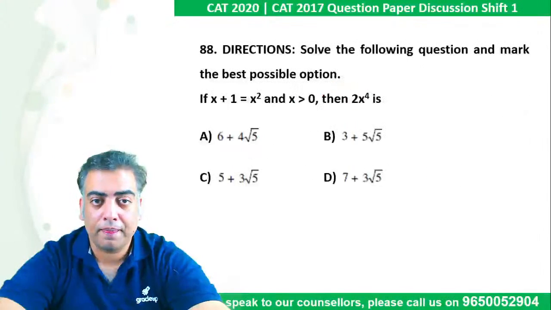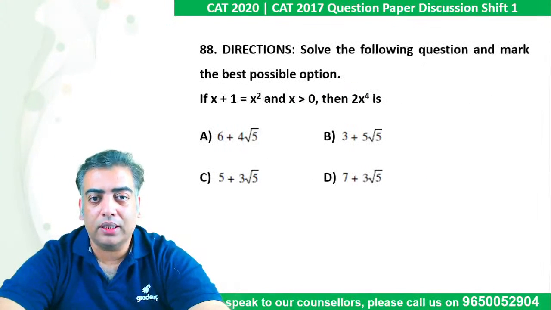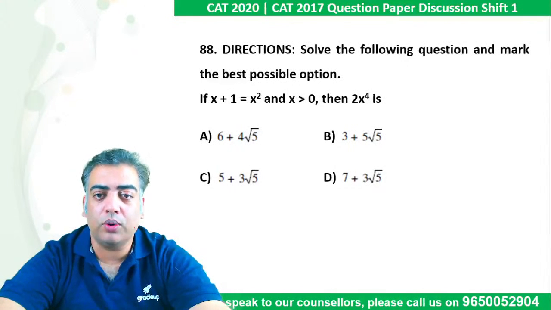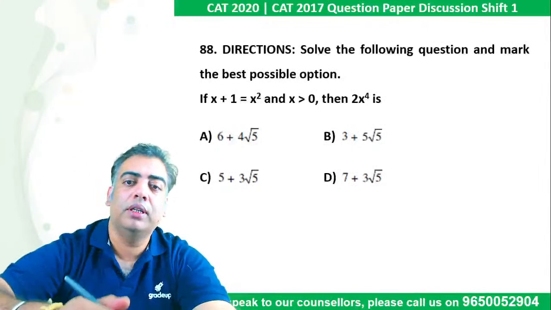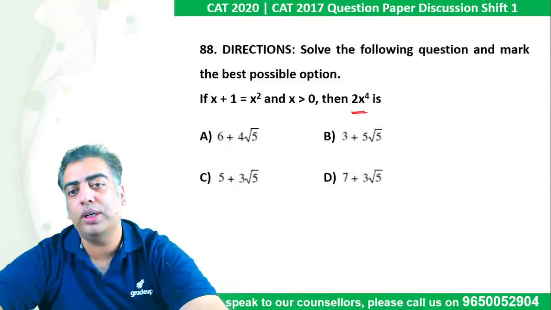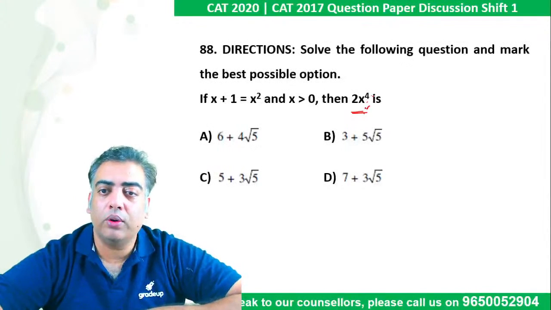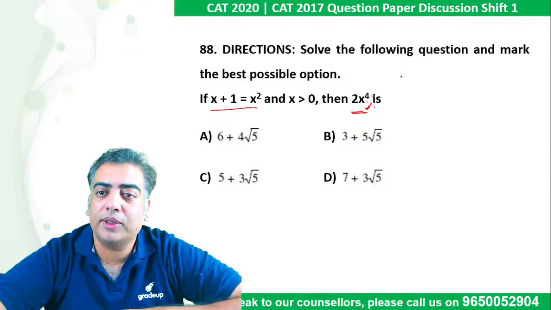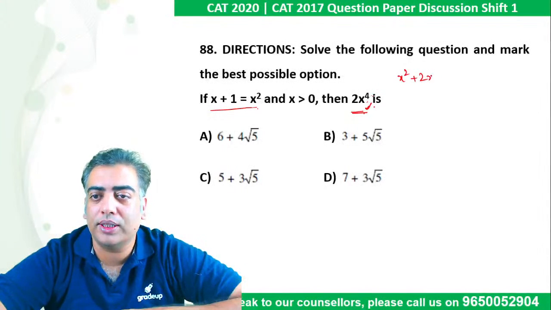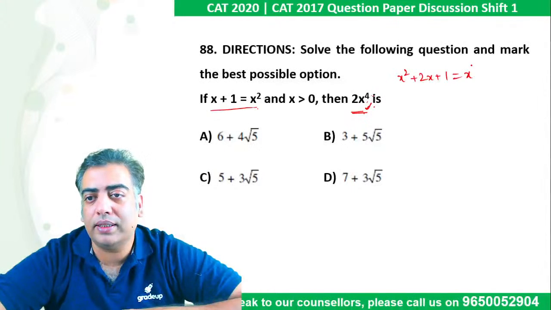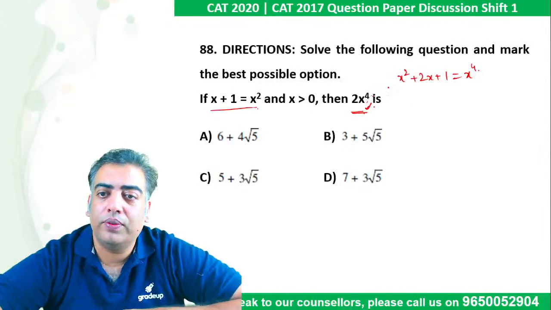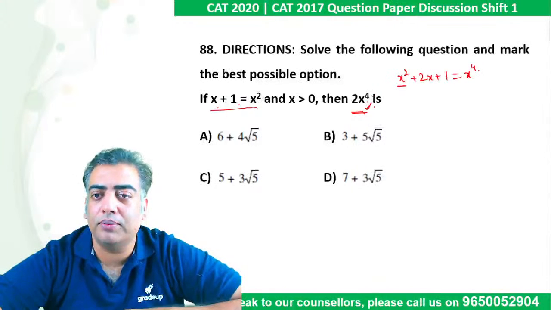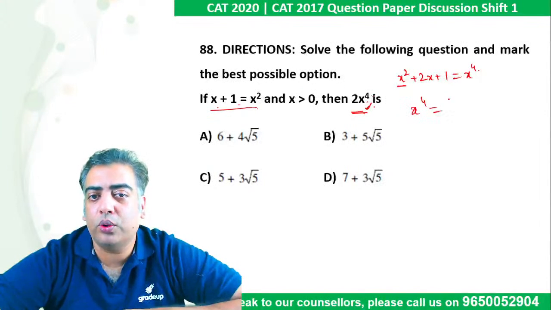So this is another very interesting question. We are given x square equal x plus 1 and x greater than 0. Then we are required the value of 2 into x raised to power 4. In order to find this value, let's do squaring both sides. X plus 1 whole square is x square plus 2x plus 1, which equals x raised to power 4. We know the value of x square is x plus 1, put it here. X raised to power 4 comes out to be 3x plus 2.